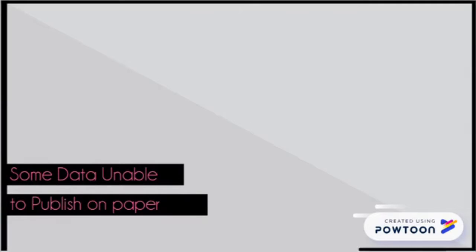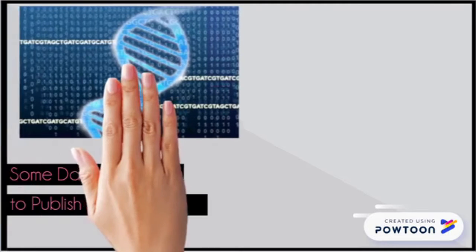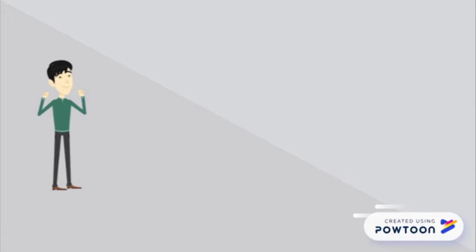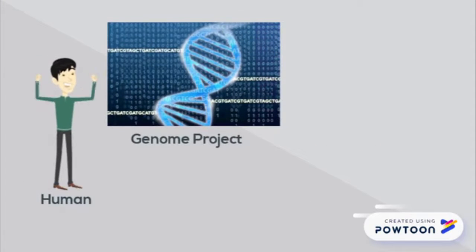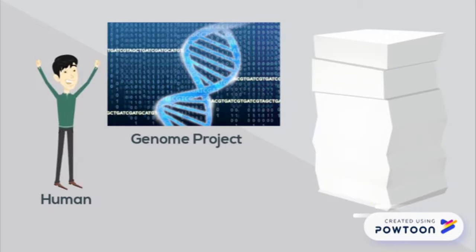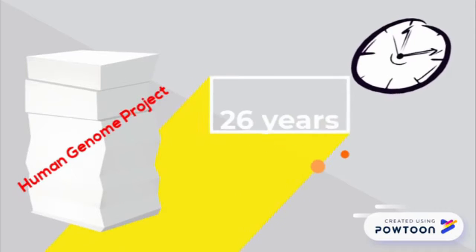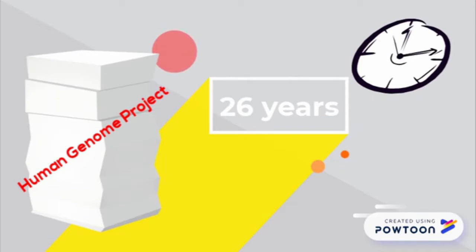Certain data could not be published on paper, such as genomic structure and the 3D structure of proteins. If the data obtained from the Human Genome Project was to be put into books, the data would be 200,000 pages long, and this would take at least 26 years to finish reading. This means extracting data would be extremely inefficient.